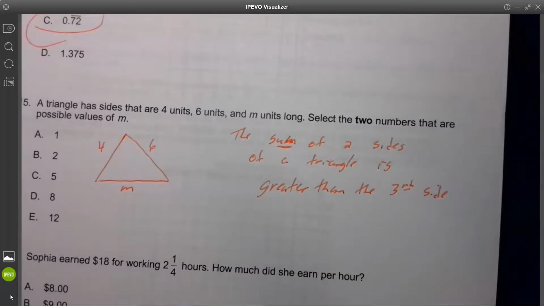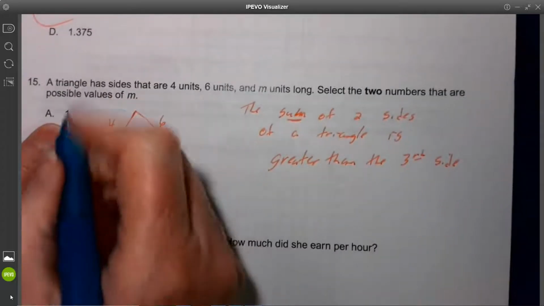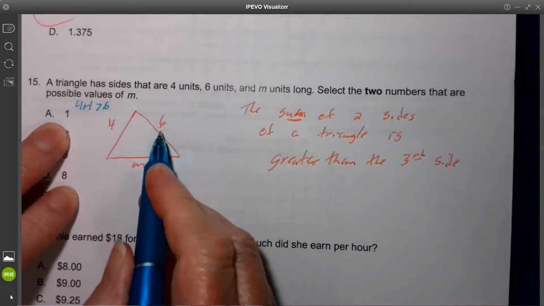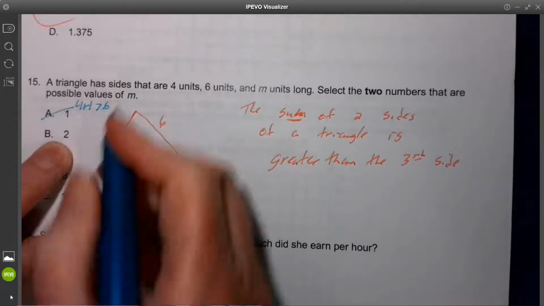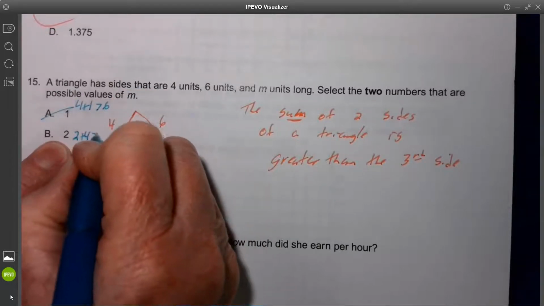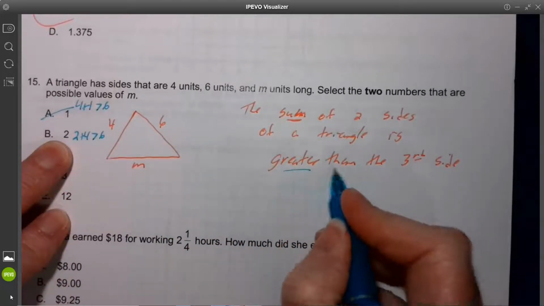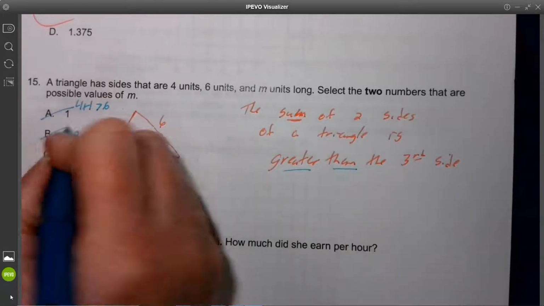Okay? So what we can do is we can take each one of them. So I can take 4 plus 1. Is that greater than 6? Nope, that doesn't work. What if I take 2 plus 4? Is that greater than 6? No, it's equal to, but notice it has to be greater than. It can't be greater than or equal to. So that one doesn't work.